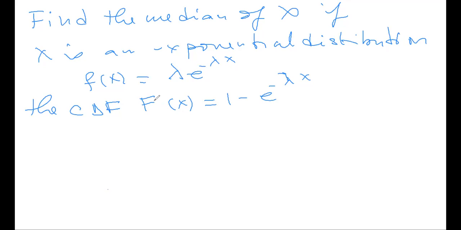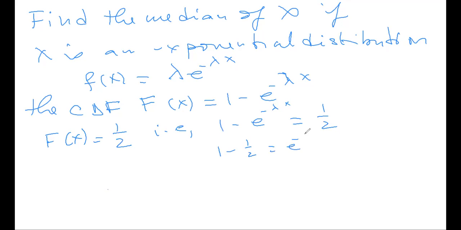As Jacob did there, we will set it equal to half to find the median. The median is the solution of F of x equal to 1 over 2. That is 1 minus e to the minus lambda x equals 1 over 2. That is 1 over 2 equal to e to the minus lambda x. So minus lambda x is equal to the logarithm of half, which is minus logarithm of 2.